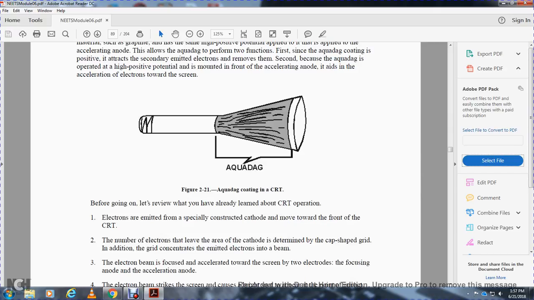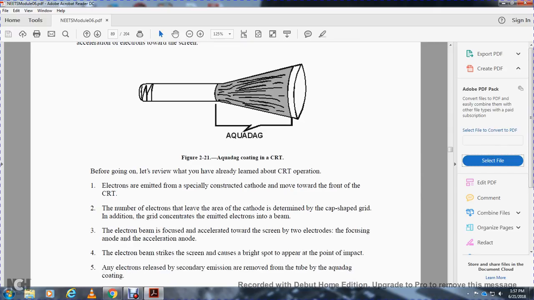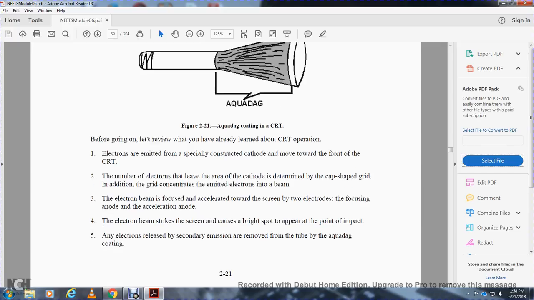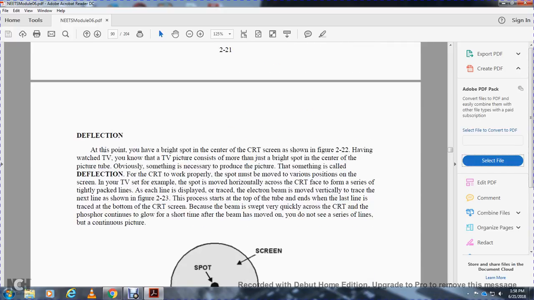There's the aquadag. Before going on, let's review what you've learned about cathode ray tube operation. Electrons are emitted from a specially constructed cathode and move toward the front of the cathode ray tube. The number of electrons leaving the area of the cathode is determined by the cap-shaped grid. The grid concentrates the emitted electrons into a beam. The electron beam is focused and accelerated toward the screen by the focusing anode and the accelerating anode. The electron beam strikes the screen, causing a bright spot to appear at the point of impact. The electrons released by secondary emission are removed from the tube by the aquadag coating.